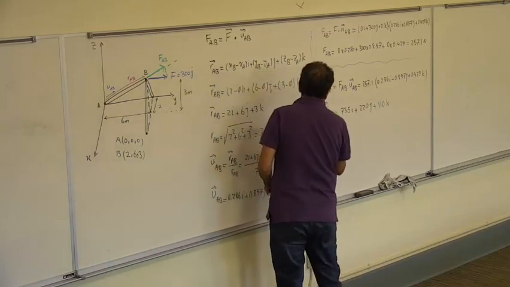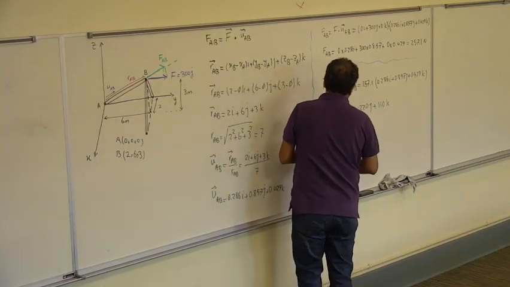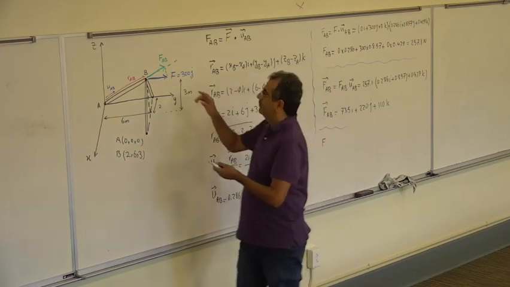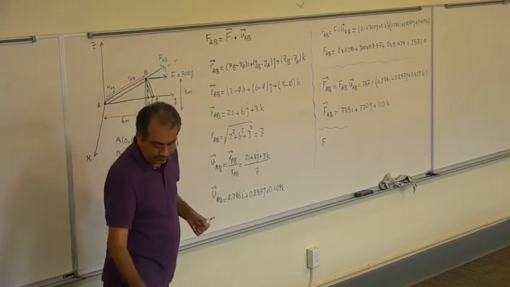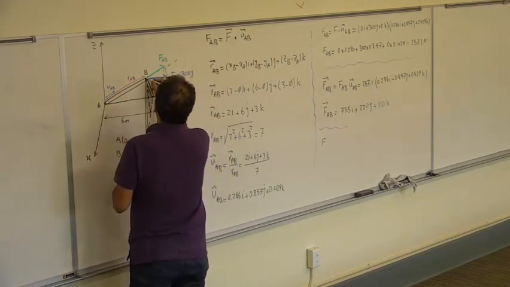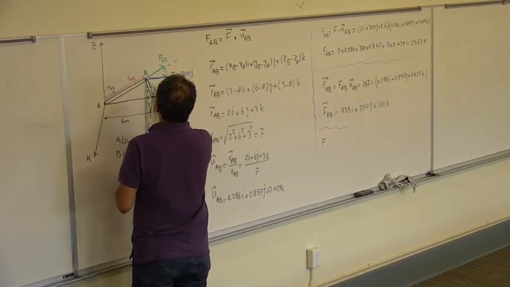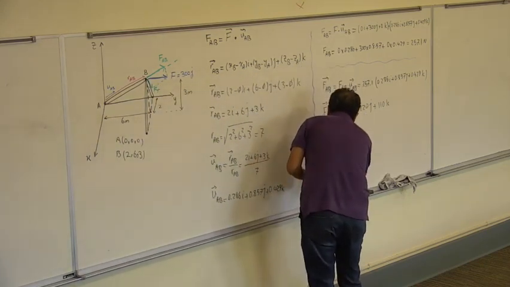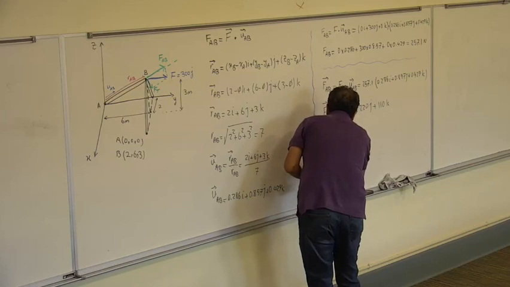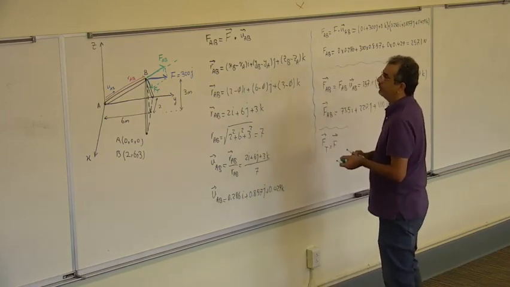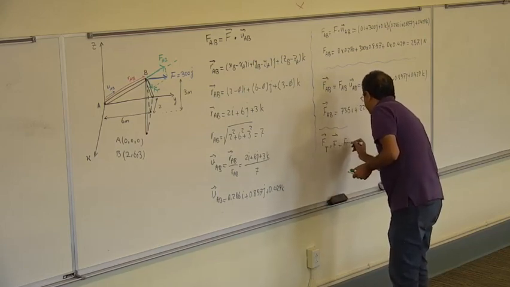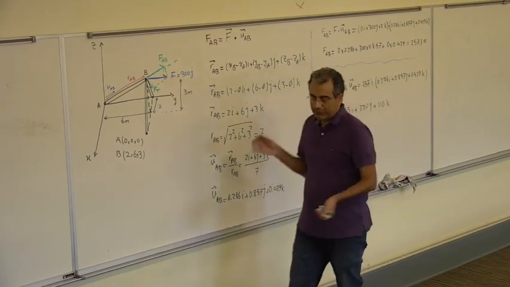And the last part, I'm not going to write it, it's just simple. If this is the F, and you want the perpendicular one, you can simply say it's the F minus FAB. I'm just simply subtracting.